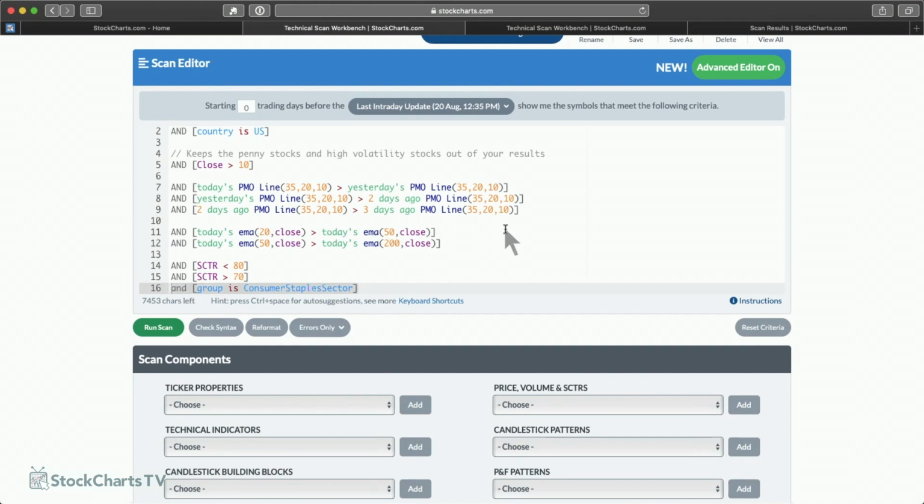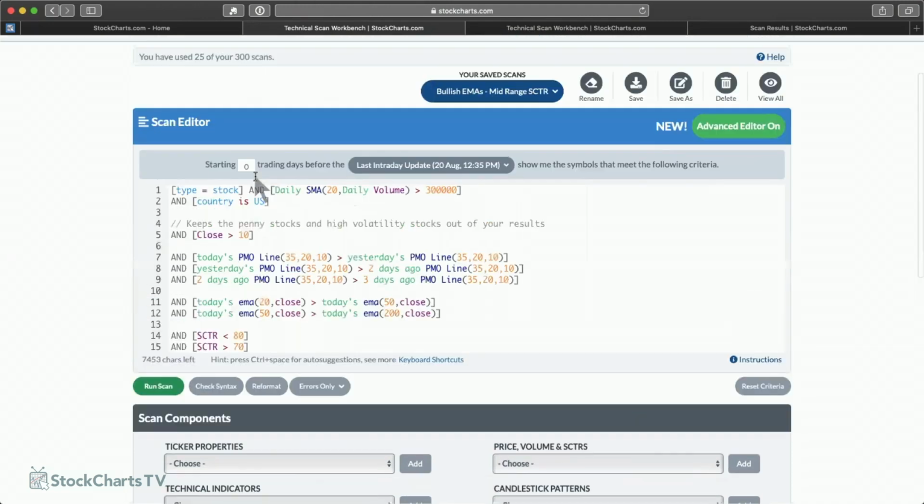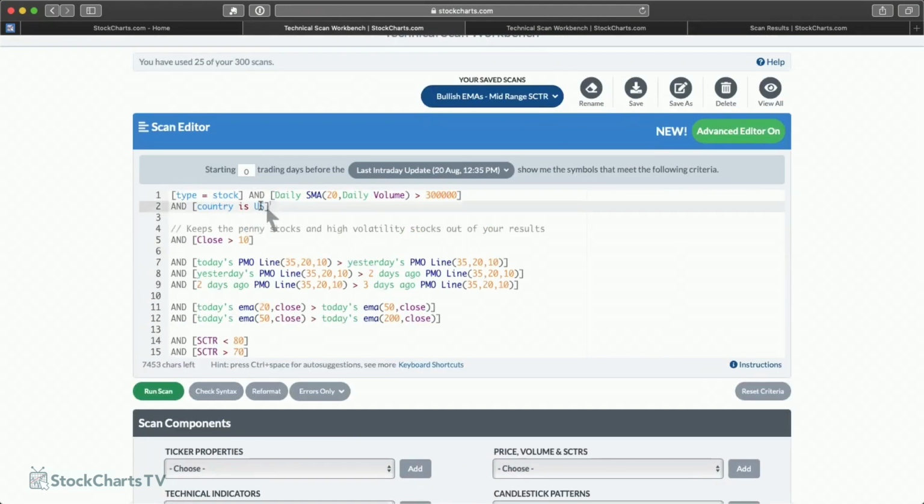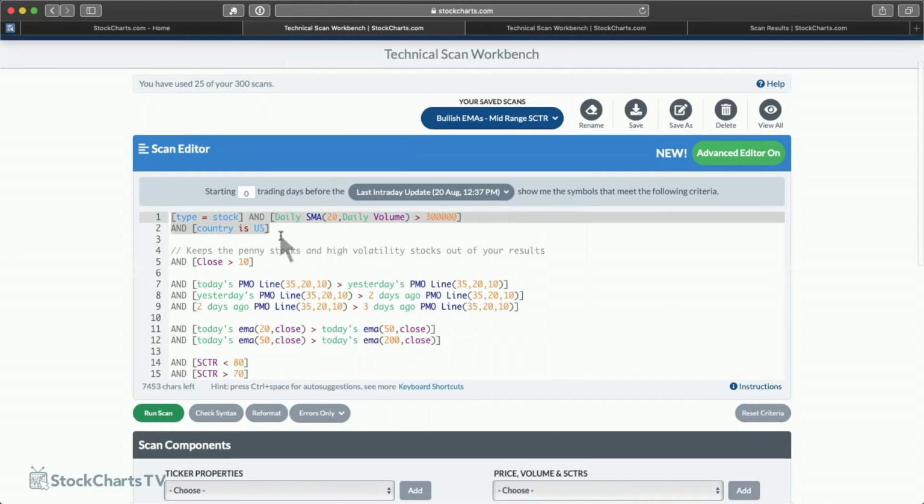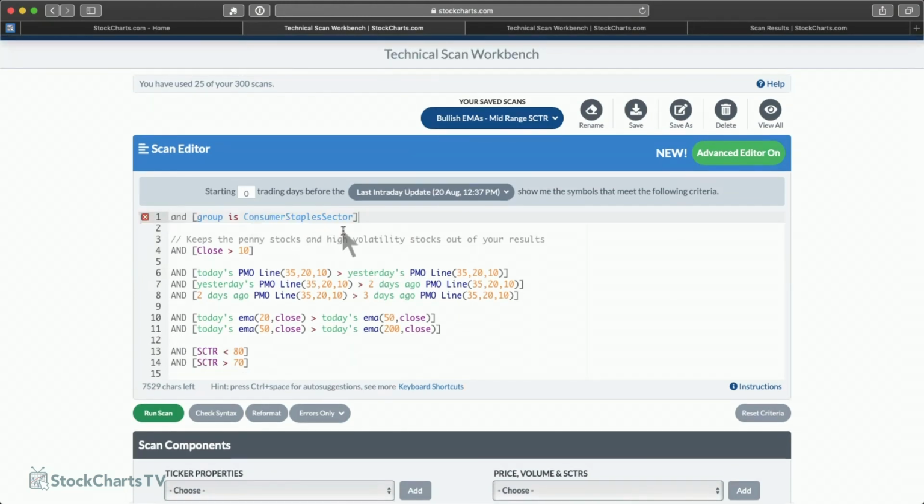I like to give the scan engine a break by putting in some of the easier, more general scans, or scan code, right up front. That's why I say right up front, stock US daily volume. So immediately the scan engine can narrow something down to a pretty good amount of results and then move from there. So I want to go ahead and put in that it needs to be in the staples sector.